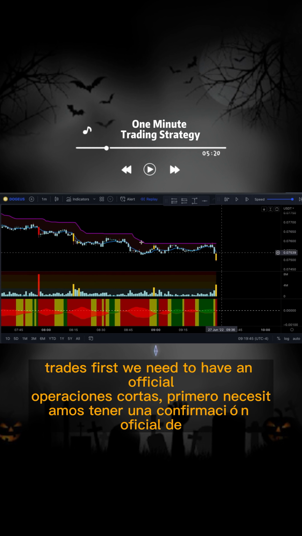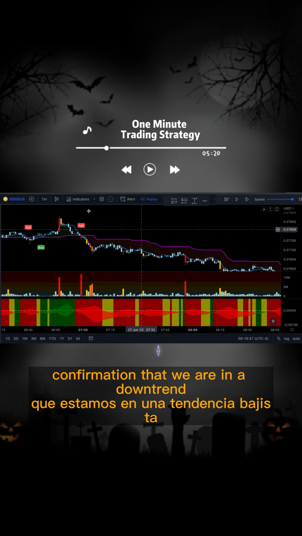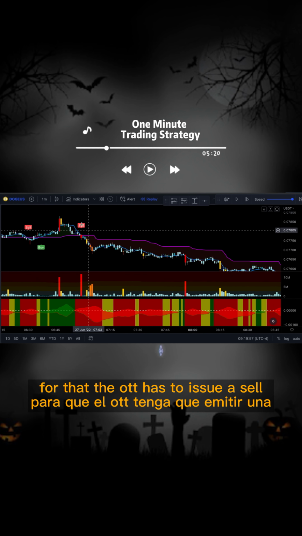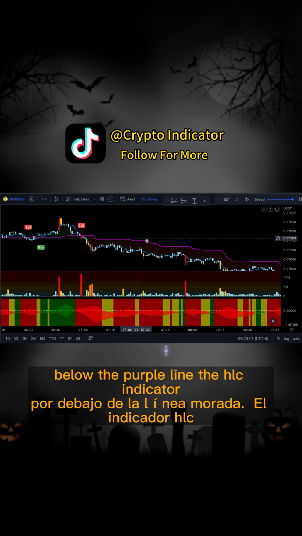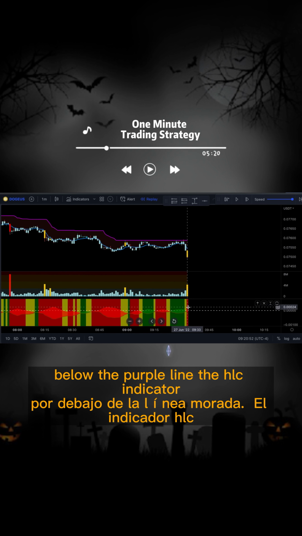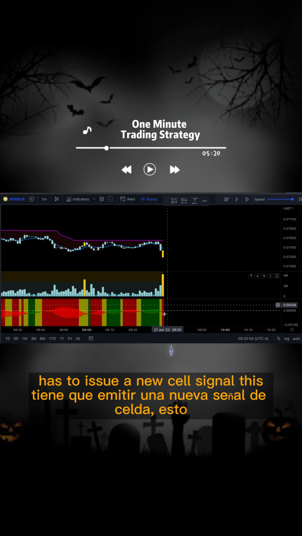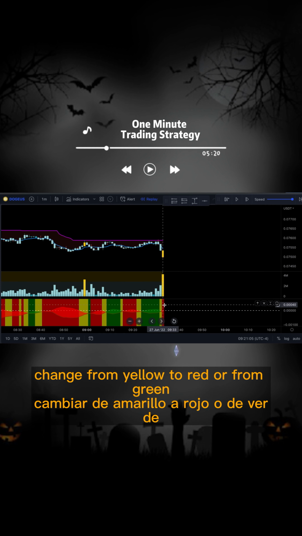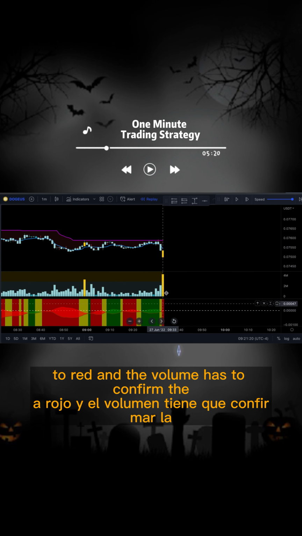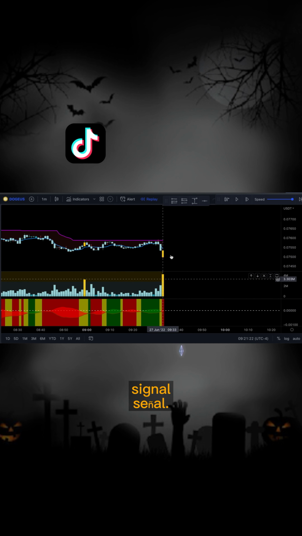First, we need to have an official confirmation that we are in a downtrend. For that, the OTT has to issue a sell signal and the price action has to be below the purple line. The HLC indicator has to issue a new sell signal. This means that the background has to either change from yellow to red or from green to red, and the volume has to confirm the signal.